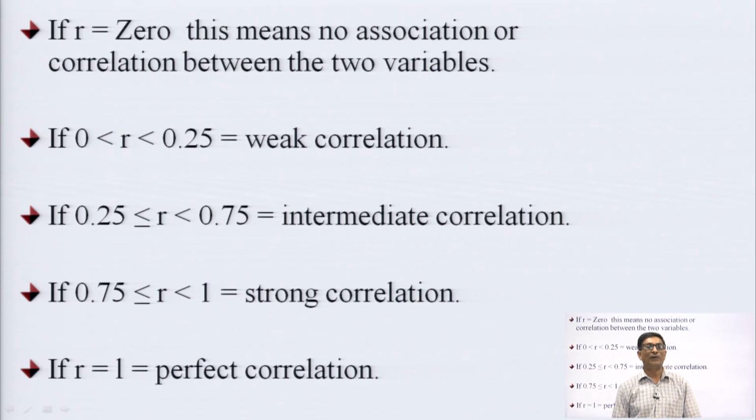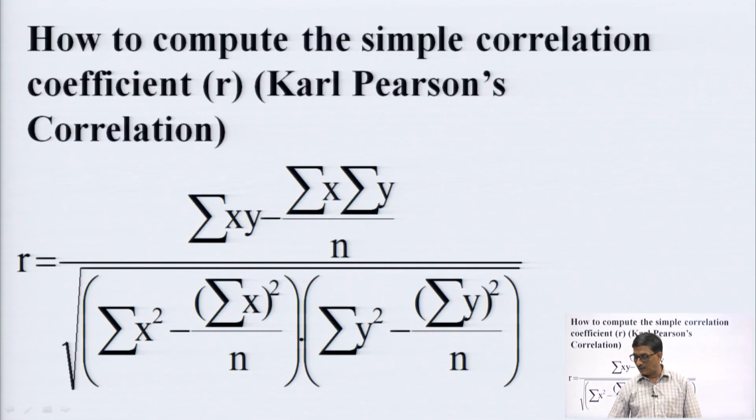And if the value of r lies between 0.25 and 0.75, then we say there is an intermediate correlation between the two variables. And if the value of r is greater than or equal to 0.75 but less than 1, then we say strong correlation. And if the value of r is 1, then we say a perfect correlation between two variables.